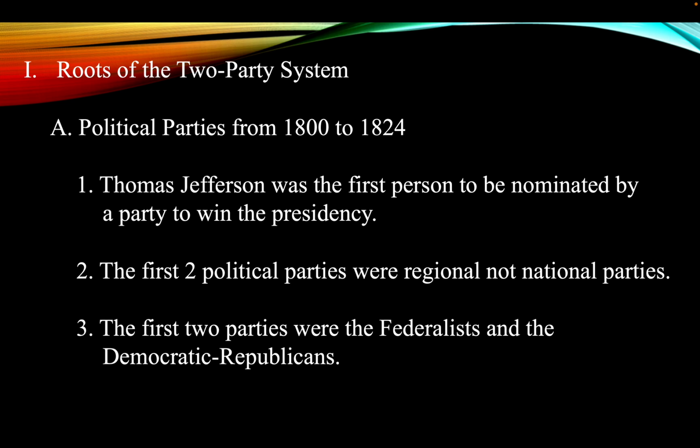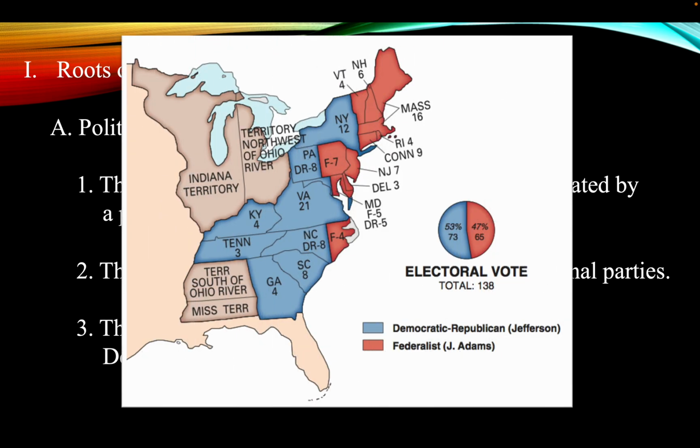I've already been talking about them, but the first two parties we had were the Federalists and the Democratic Republicans, which you should have learned about in early American history. And there's a map. I believe this is the election of 1800. You can see the number of electoral votes that go to Jefferson at 73, and Federalist Adams is second with 65, and you can kind of see the splits.